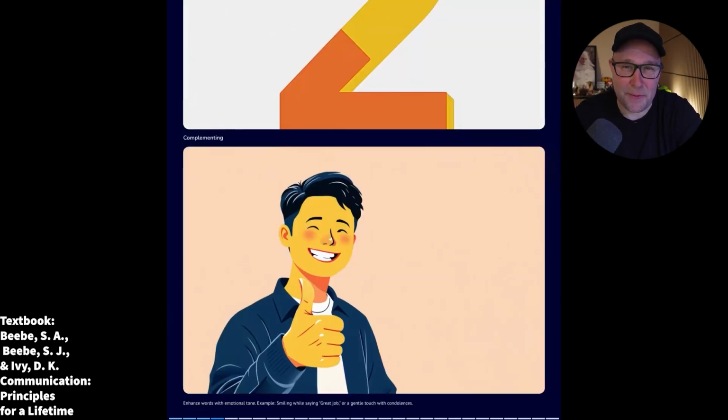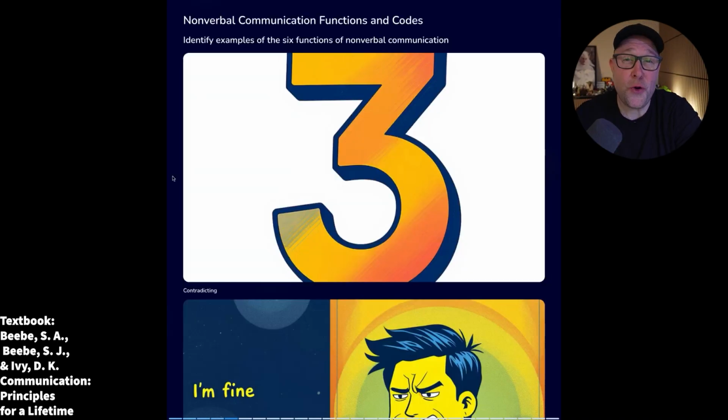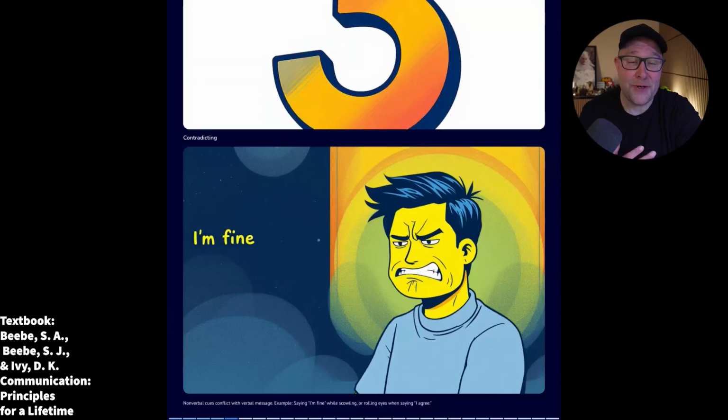Next is complementing. Complementing is when you enhance words with emotional tone. For example, smiling while saying great job or a gentle touch to complement condolences. Third is contradicting. Contradicting are nonverbal cues that conflict with a verbal message. For example, saying I'm fine while scowling or rolling eyes when saying I agree.